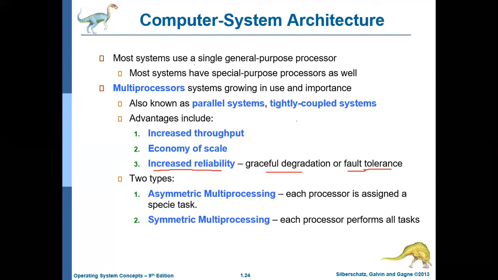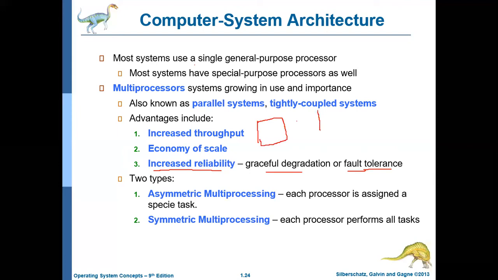You have to keep many hardware devices as backup devices. So if one of the devices fails, then the others will compensate for it. One example of fault tolerance is, assume that I have a pair of processors.